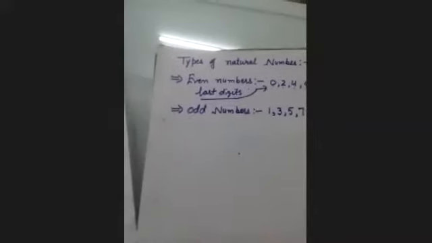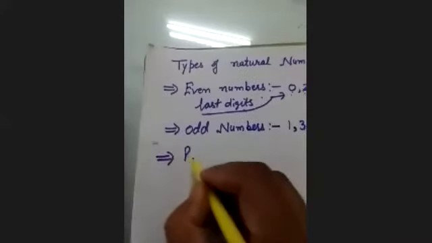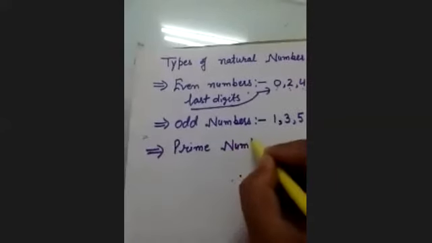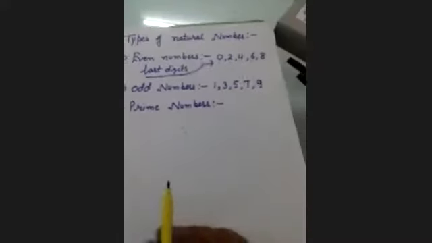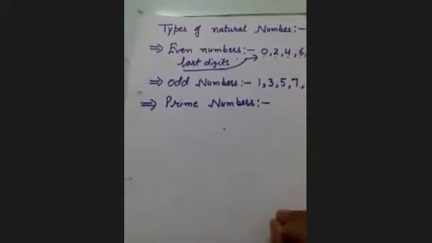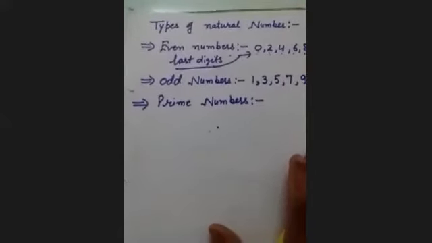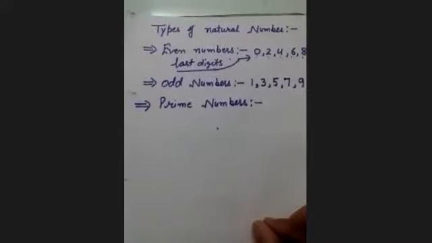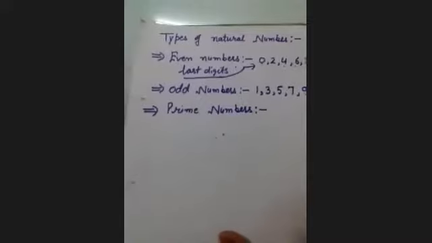Clear, students? Next, prime numbers. Yes, students. What are prime numbers? Any natural number which is greater than 1 is called a prime number if it has only two factors. First factor is 1 and second factor is the number itself.